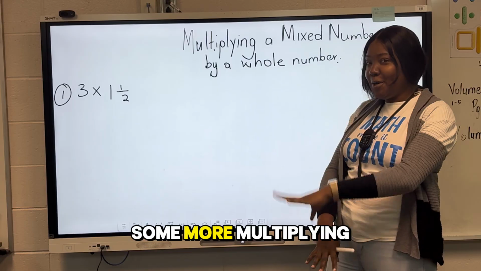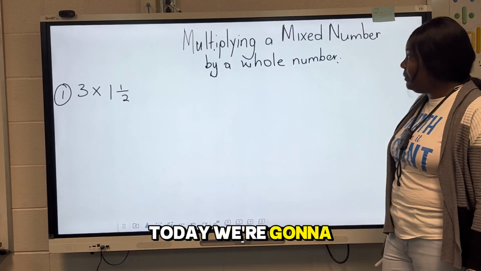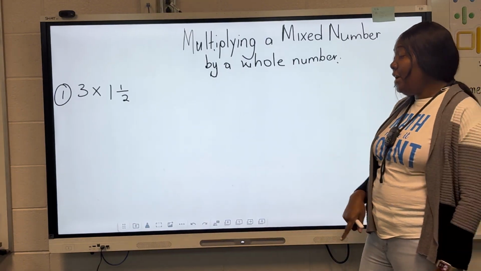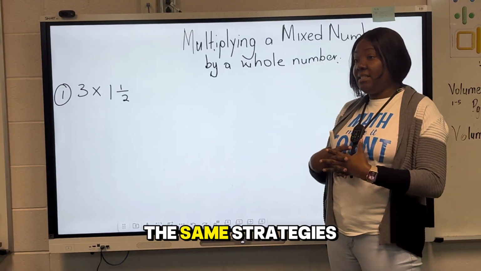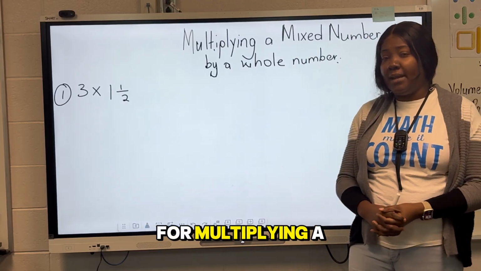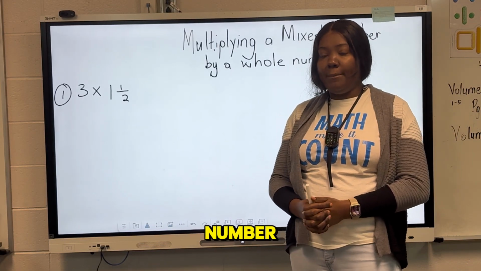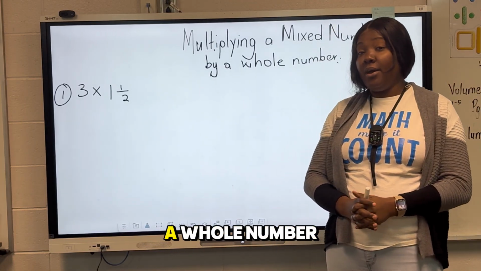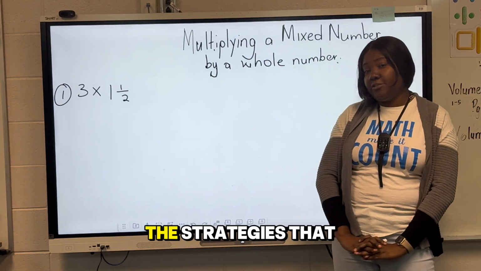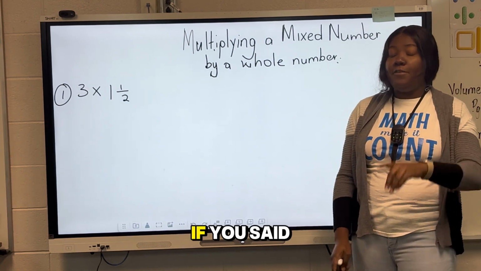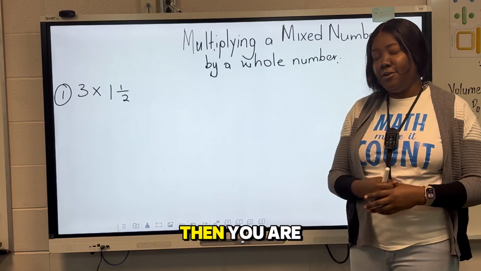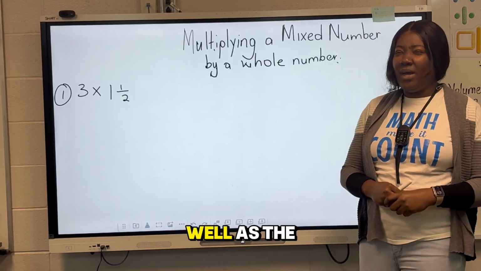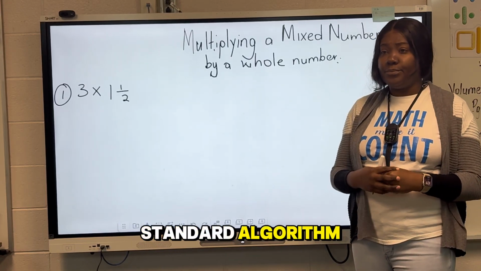Let's go do some more multiplying. Today we're going to be looking at multiplying a mixed number by a whole number. Now boys and girls, the same strategies that we use for multiplying a fraction by a whole number can be used for multiplying a mixed number by a whole number. Do you remember the strategies that we used? If you said number one was models, then you are correct. We also use repeated addition as well as the standard algorithm.